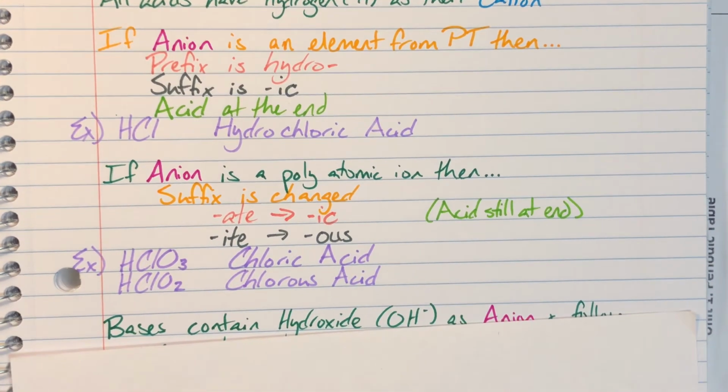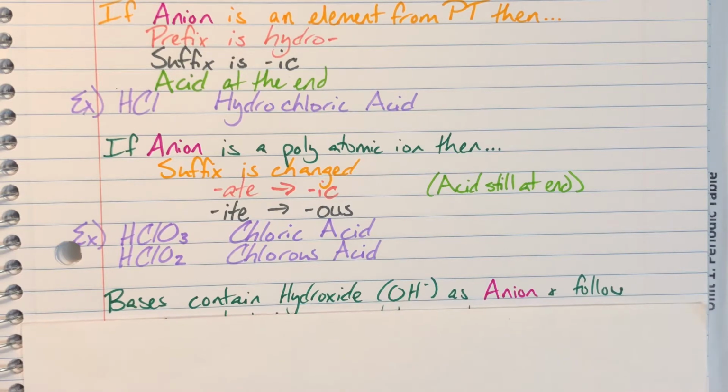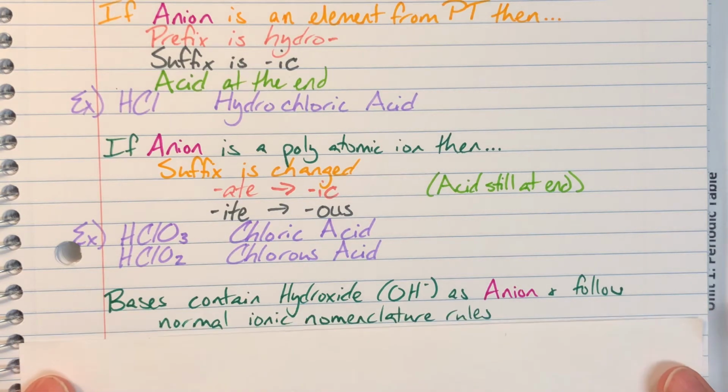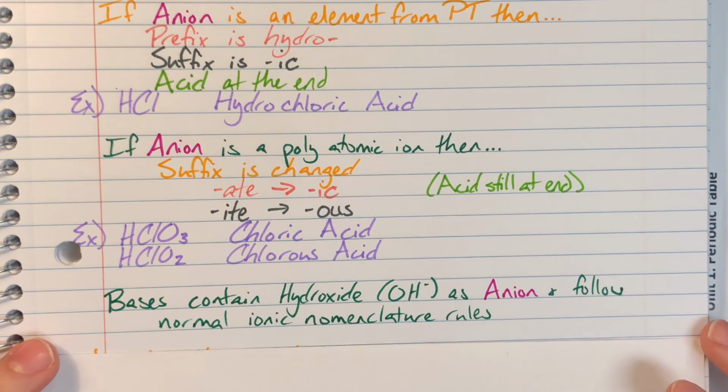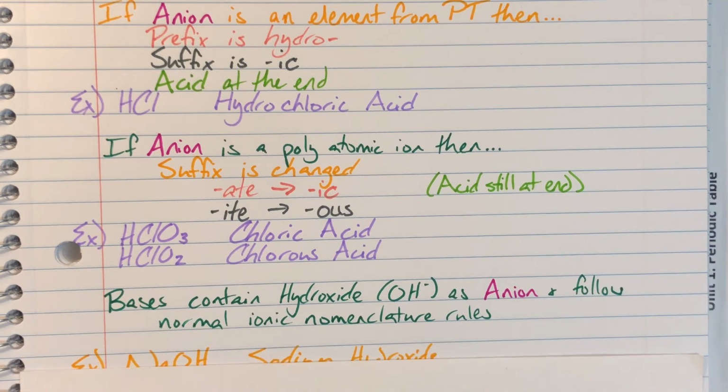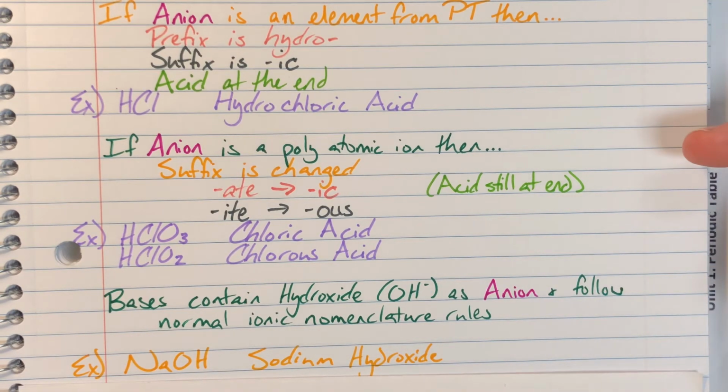My bases are not as complicated as my acids. My bases are going to be anything where I have my anion be hydroxide. And we're just going to follow our normal ionic nomenclature rules for bases. I don't have to tell you that it's a base for this class. If it's bonded with hydroxide, it's safe to assume that it's going to be a base. But I don't have to actually tell you that it's a base within its name, unlike with my acids.